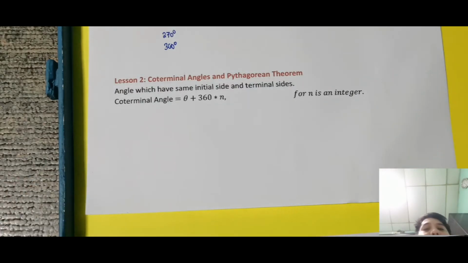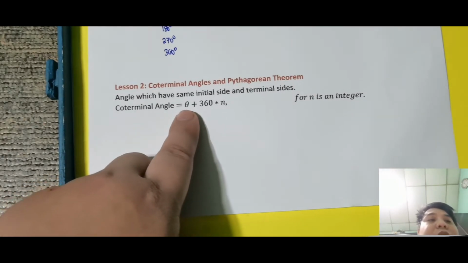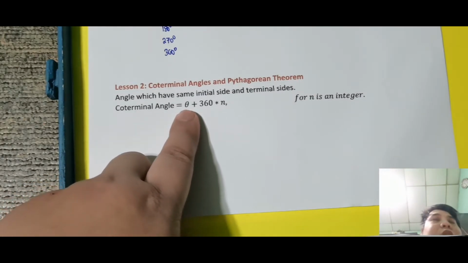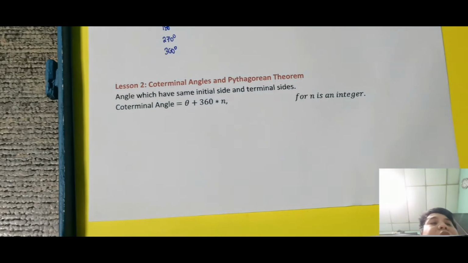O teka, ano si coterminal angle? Angle which have the same initial side and terminal side. This is the coterminal angle. So, the coterminal angle is equal to theta, meaning yung angle na na-form mo ng initial tapos ng terminal, yung angle na na-form, tapos plus 360 times n. So, for n is any integer. So, sabi niya, for n is an integer.